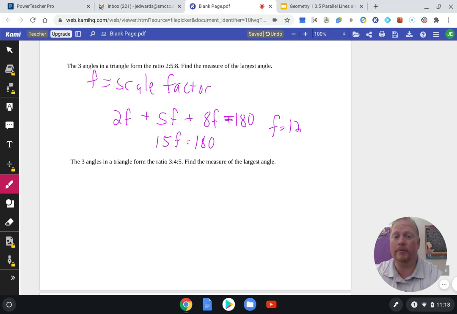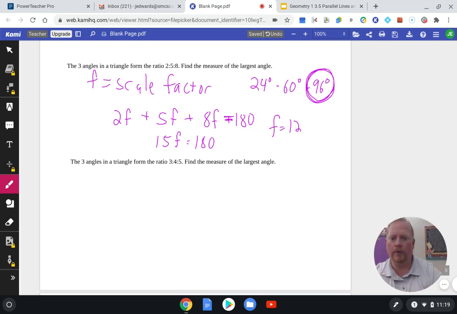So that's not the final answer because it's asking us to find the largest angle. What I have to do is go back to that ratio and multiply each of those things by 12. So 2 times 12 is 24 degrees. 5 times 12 is 60 degrees. And 8 times 12 is 96 degrees. So those are the actual measurements of the three angles, 24 to 60 to 96. And if you were to reduce that, it would come down to 2, 5, and 8. So what's the measure of the largest angle? 96 degrees.